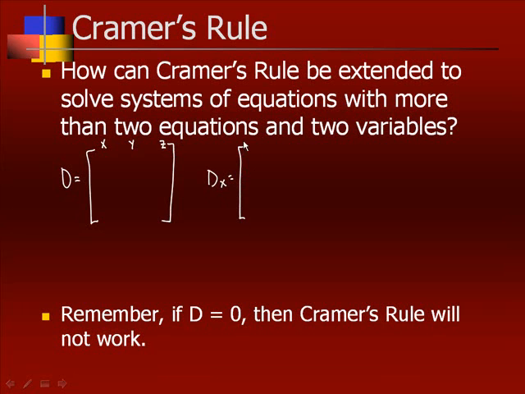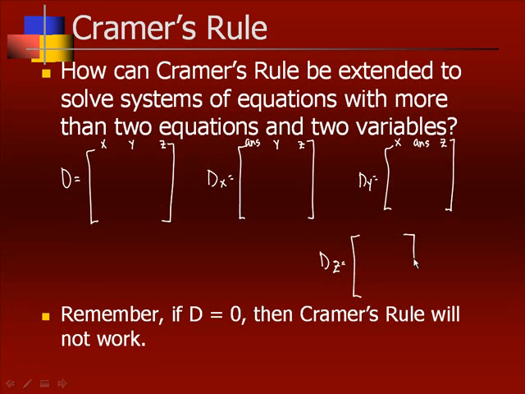For Dx, we move our answers into the X column, keep our Y column and our Z column. Dy, we're going to put the answers in the Y column, so we'll have an X column and a Z column. And then Dz, we're going to move our answers into the Z column, so we'll have an X column, a Y column, and a Z column.